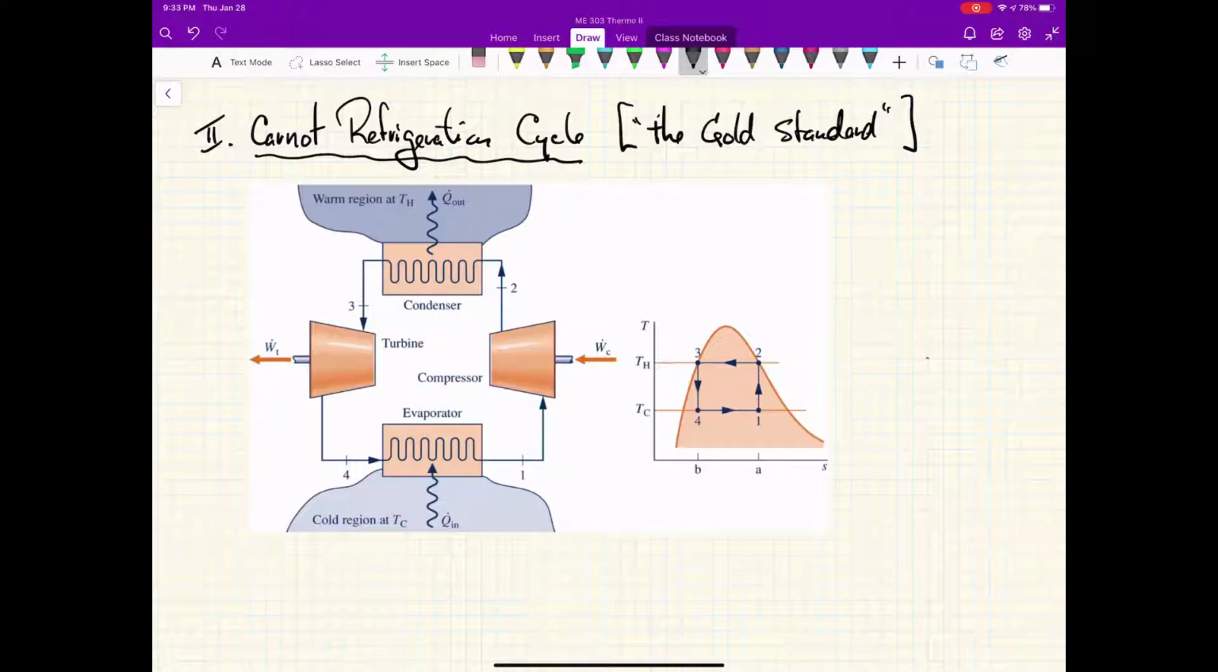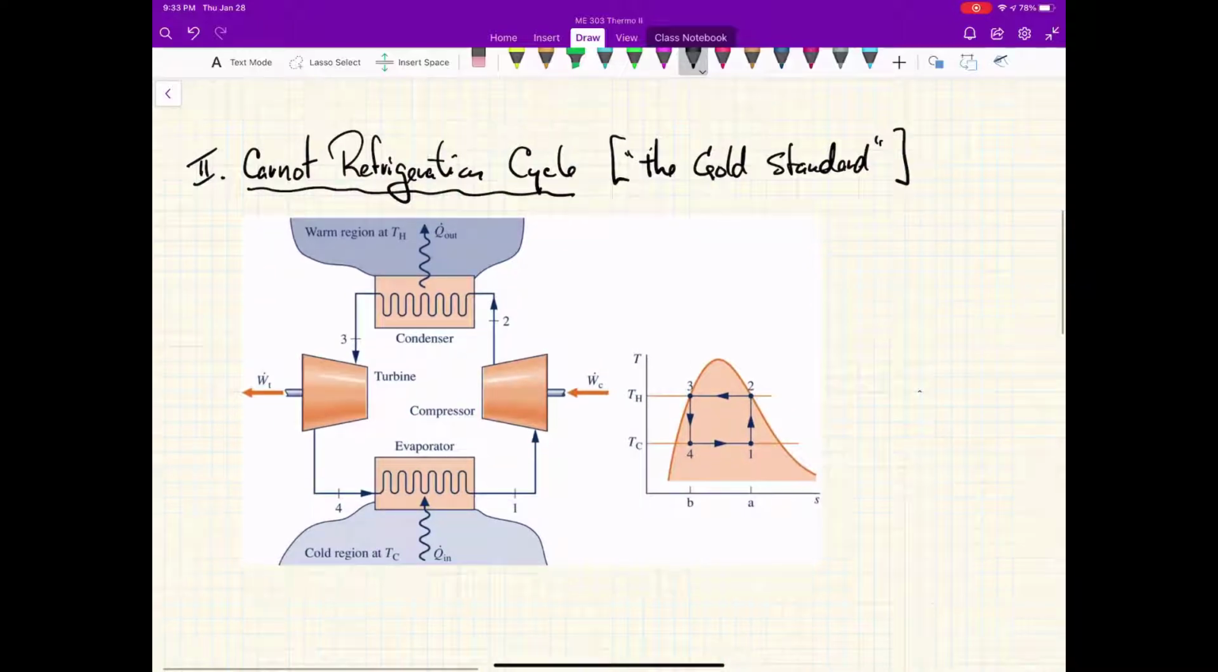All right, so that looks a lot like what you're used to for the Carnot power cycle, right? Except as you've noticed right away, we are going counterclockwise on the TS diagram, and that's your first important clue that something very different from a power cycle is taking place.